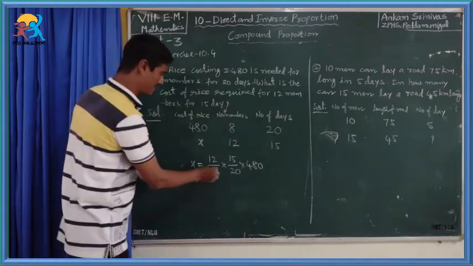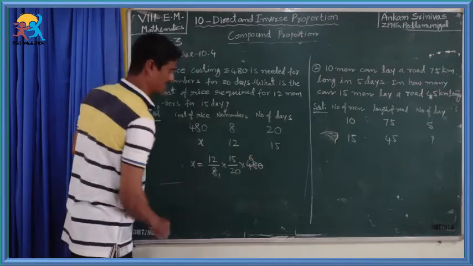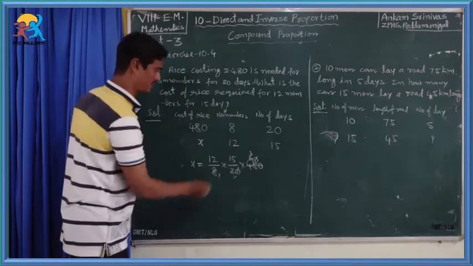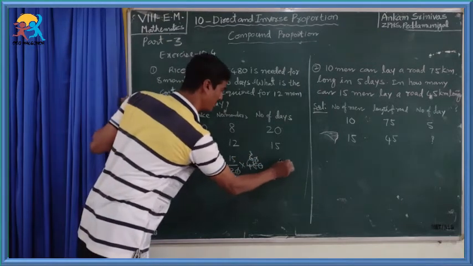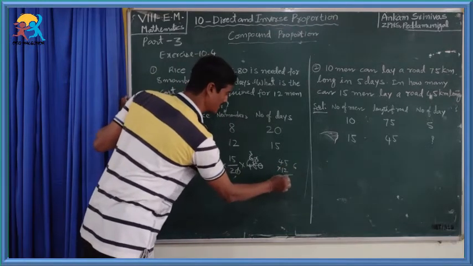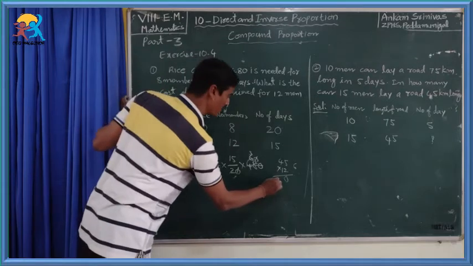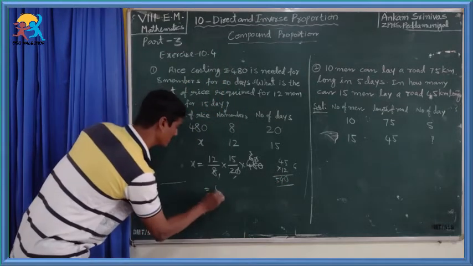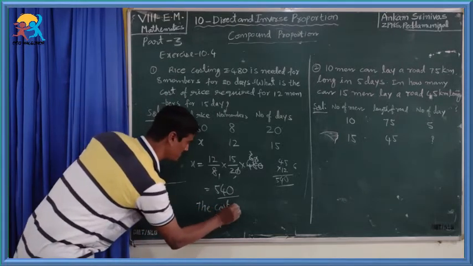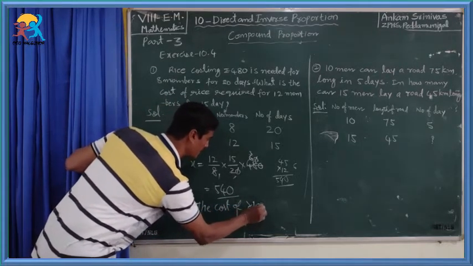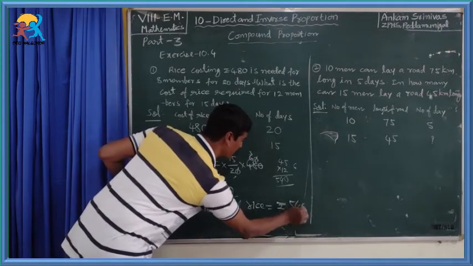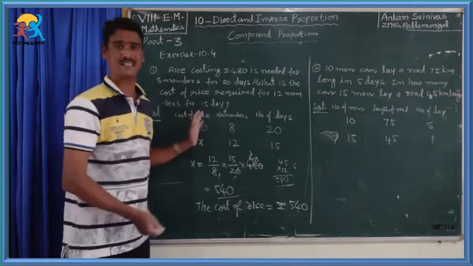Now, here 8 ones are 8, 8 6s are 0, 0 0 cancel, 2 ones are 2, 3s are 15, 3s are 45 into 12, 12 5s are 60, 12 4s are 48, 54. So, 54, the cost of rice required is 540. Dear children, very easy.